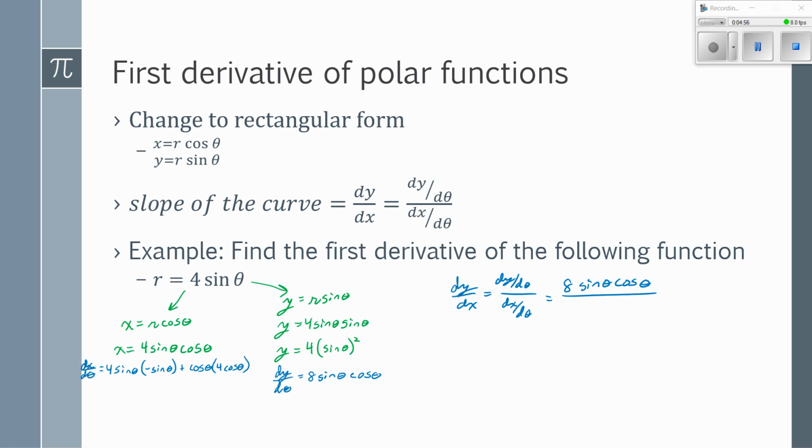which if I clean that up gives me negative 4 sine squared theta plus 4 cosine squared theta. And I can replace my dx d theta in the denominator with that. And here is my derivative for this polar function.